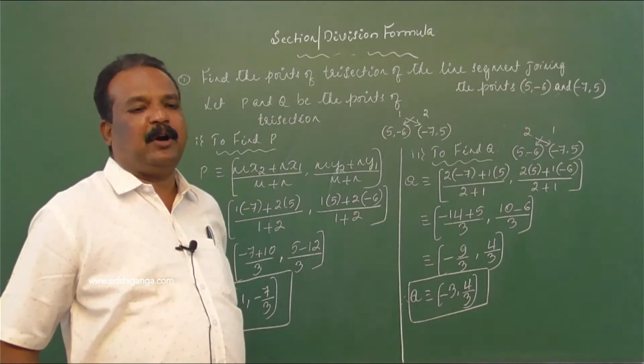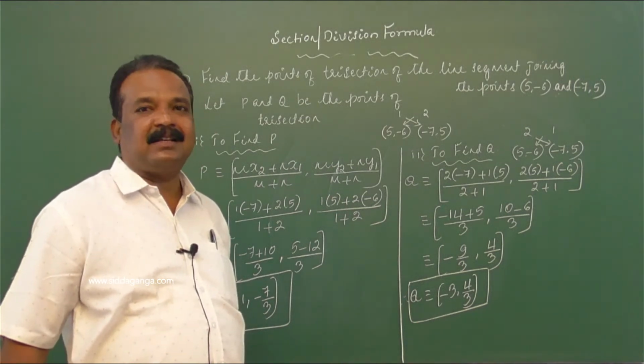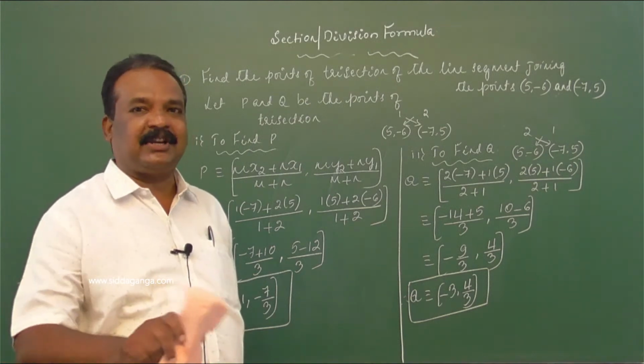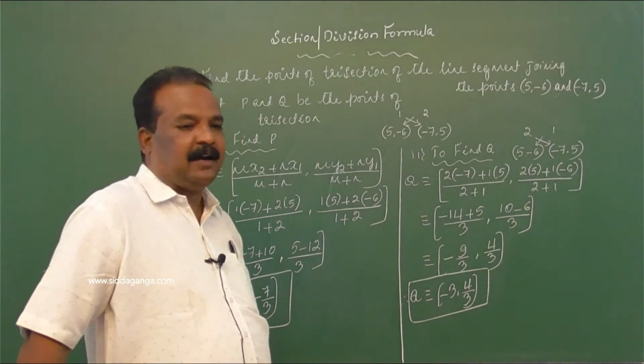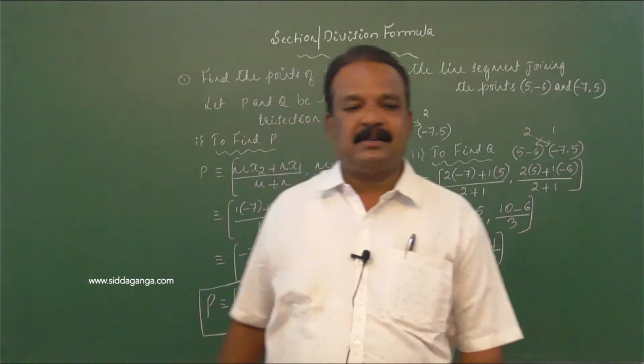Hamsashri, using midpoint formula, we will get the answer. No. You cannot get the answer using midpoint formula for point of trisection. Sai Rishi, you have also written the answer correctly. Okay. So these are the points of trisection.